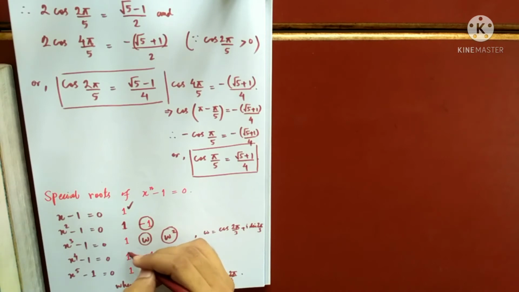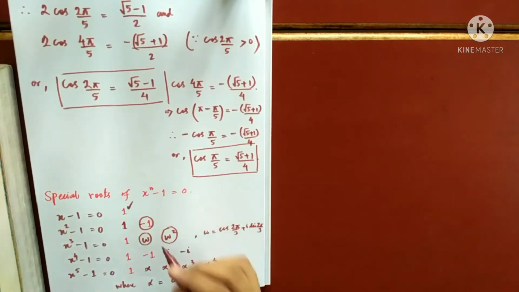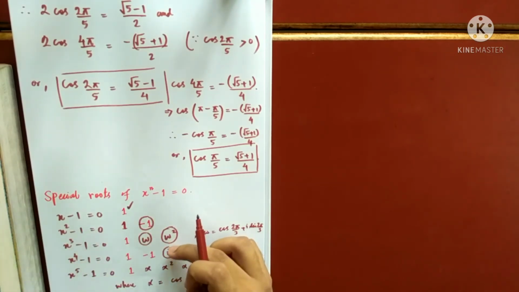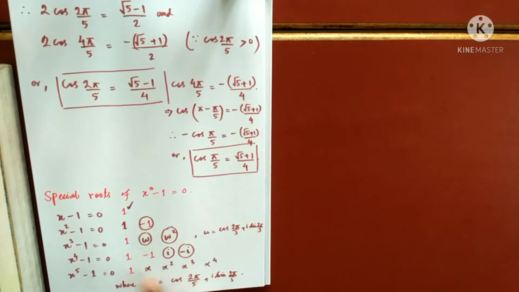Here 1 cannot be a special root because 1 is the root of all of them. Minus 1 cannot be a special root because 2 is less than 4 and minus 1 is a root of this. I is a special root because I appears nowhere. Minus I is a special root because minus I appears nowhere. 1 cannot be a special root. This does not appear anywhere. So these all are special roots. So did you understand my concept of special roots?